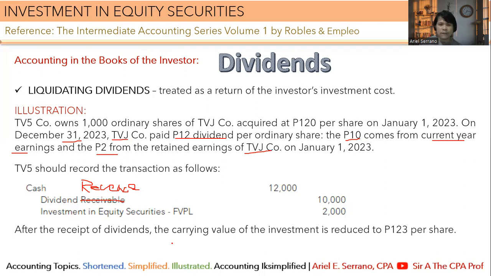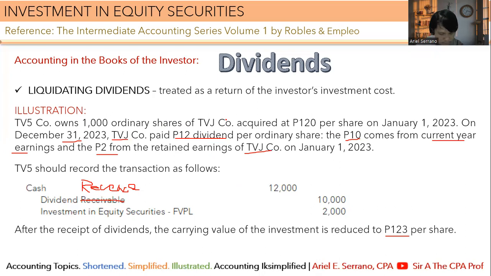After the receipt of the dividends, the carrying value of the investment is reduced to 123 from the point of view of the investor, no? Before, it was 125, although this 125 is coming from the original problem in the book. Okay, minus 2. I will no longer write it here, class.